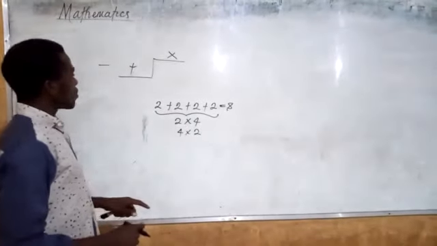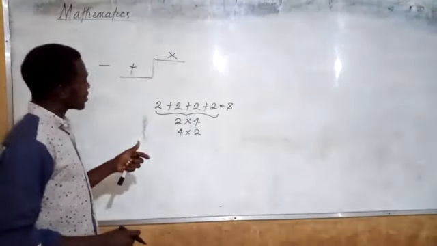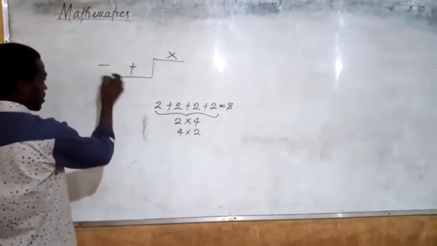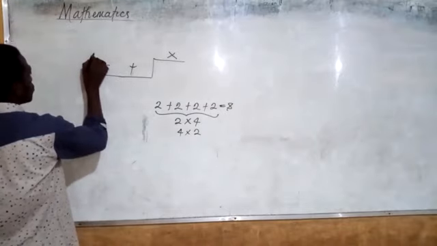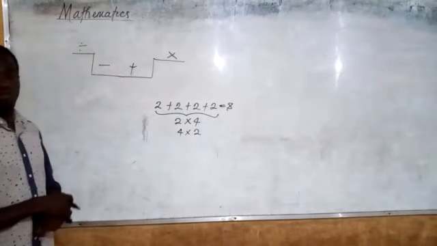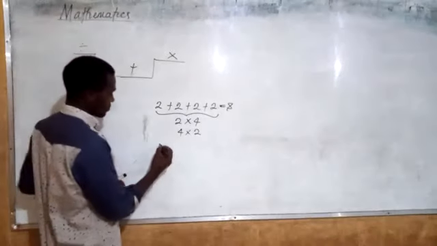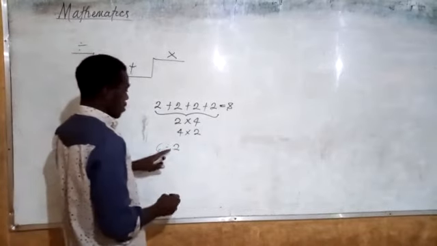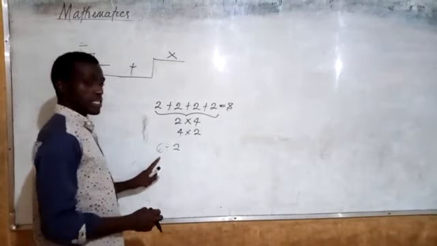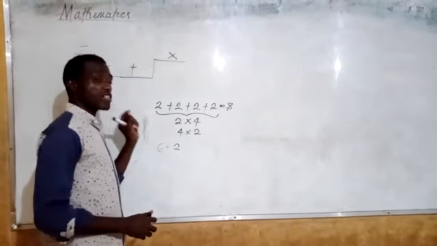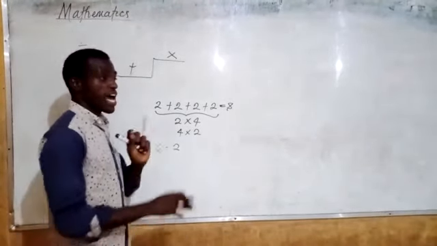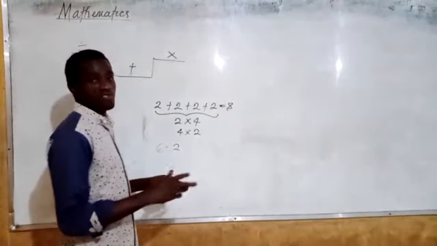Now, repeated subtraction also gives rise to division. For example, if I asked you 6 divided by 2, it is simply saying, how many times can I subtract 2 from 6 before there is nothing left for me to subtract?